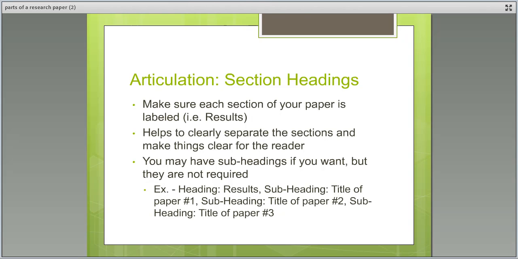If you want, you can go ahead and put subheadings in again. Some of you did that with the methods. You can do that again with the results if you want, where you'll just have the heading of results and then subheadings for each of the titles of your papers.